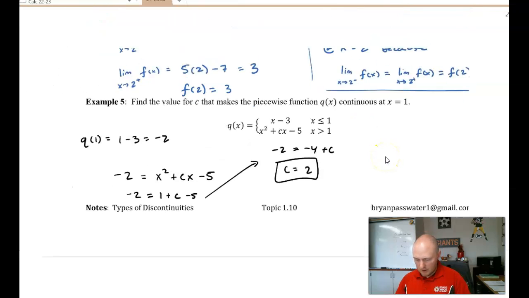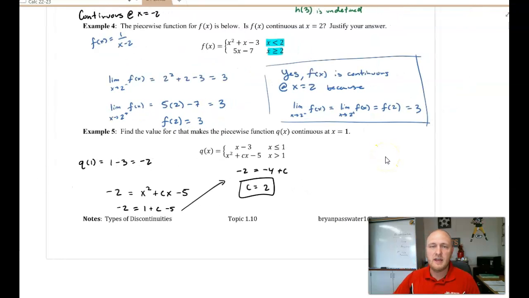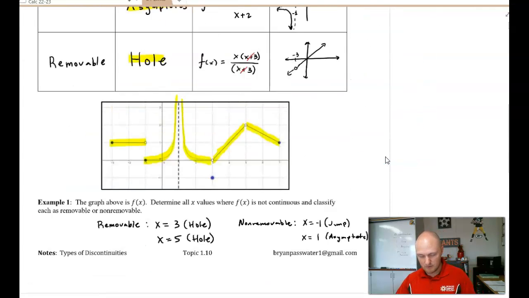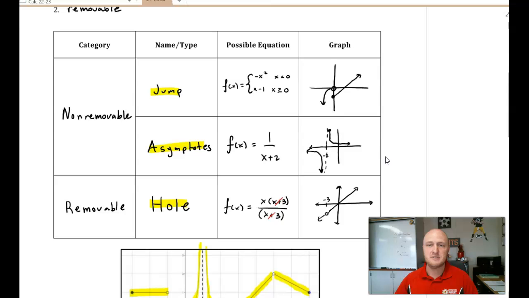Okay? All right. In this lesson, we went ahead and talked about discontinuities. That should be the main takeaway from this lesson. What are the 3 types of discontinuities? And how do you classify them? Okay, hopefully you can read what's on the screen in front of you. And you know that jumps and asymptotes are non-removable. Holes are removable.